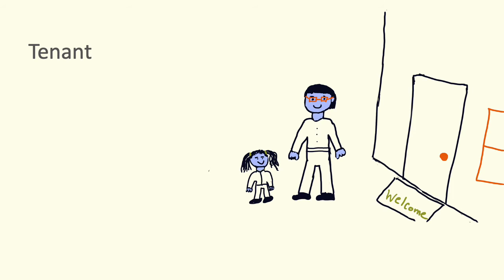Let's get into it. The first term to know is tenant. A tenant is someone who lives in a property or on land owned by a landlord. If you rent property, like an apartment, you're a tenant. Usually people become tenants by signing a contract with the landlord or providing services to the landlord in exchange for living in the property.